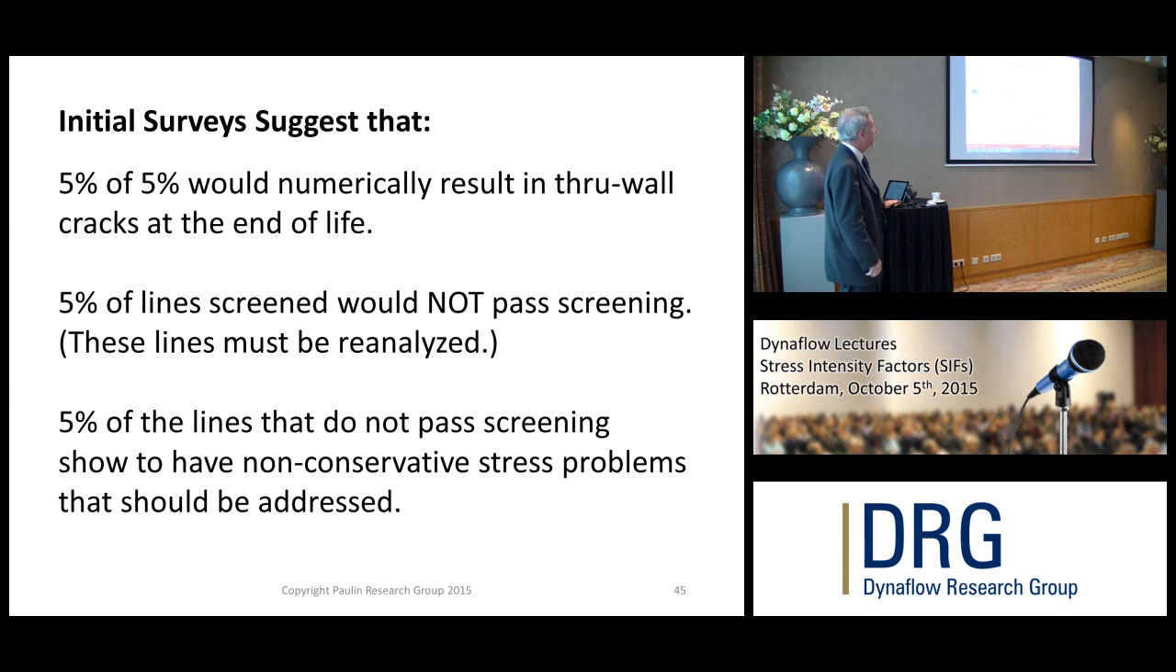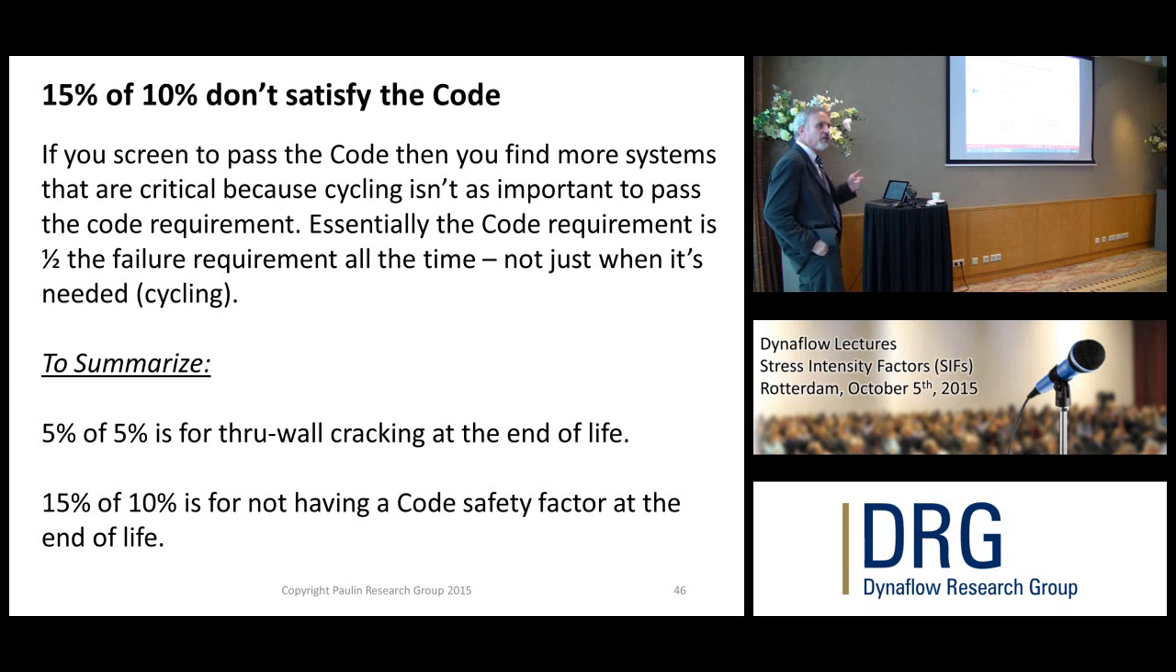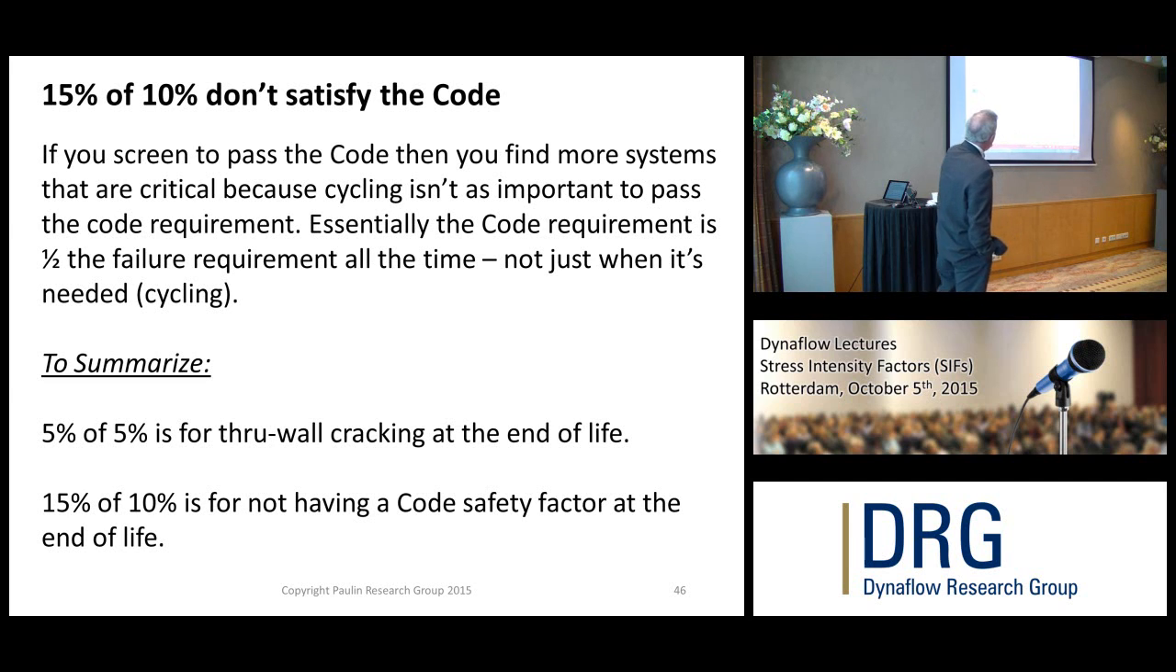Okay, so we're interested in that. We're also interested if the user comes back, because you never know what an owner-operator is going to ask you. You never know what an insurance company is going to ask you. So 15% and 10% don't satisfy the code. So 5% of 5% is potentially not safe, but 15% and 10% won't satisfy the code. So what that says is that if you screen to pass the code, then 10% of the systems aren't going to pass that screening procedure.